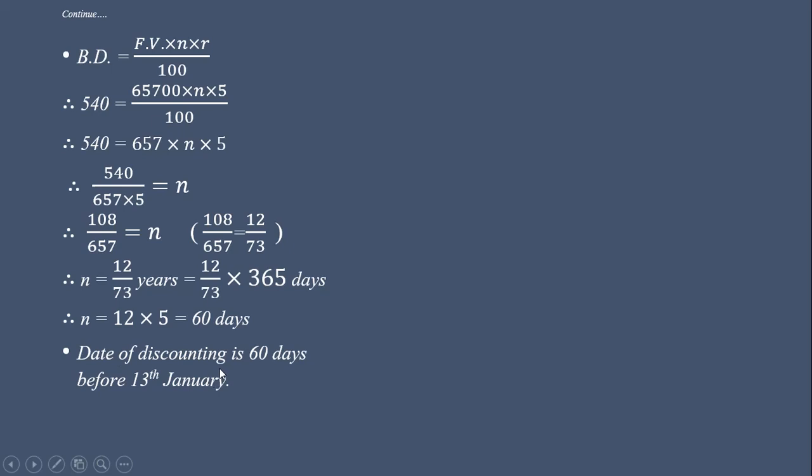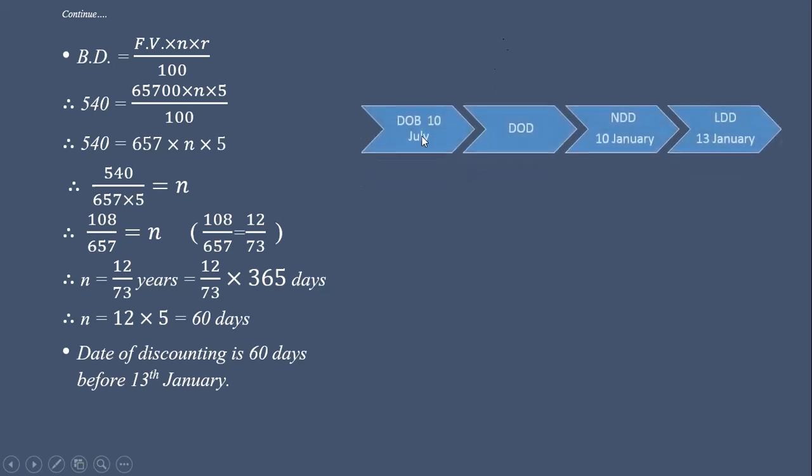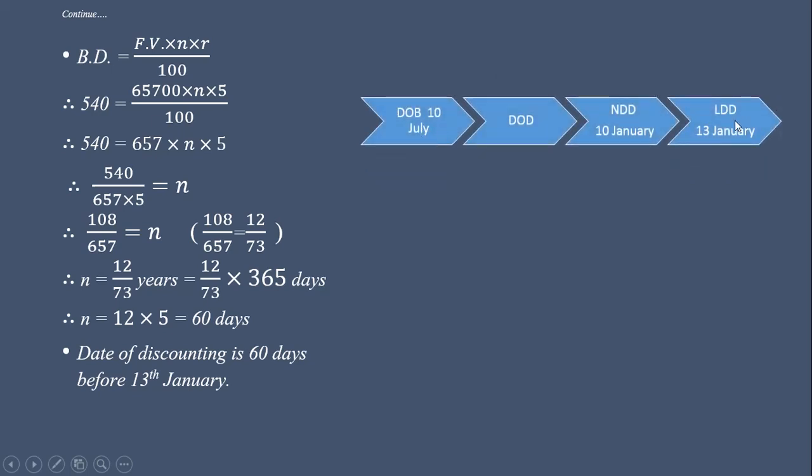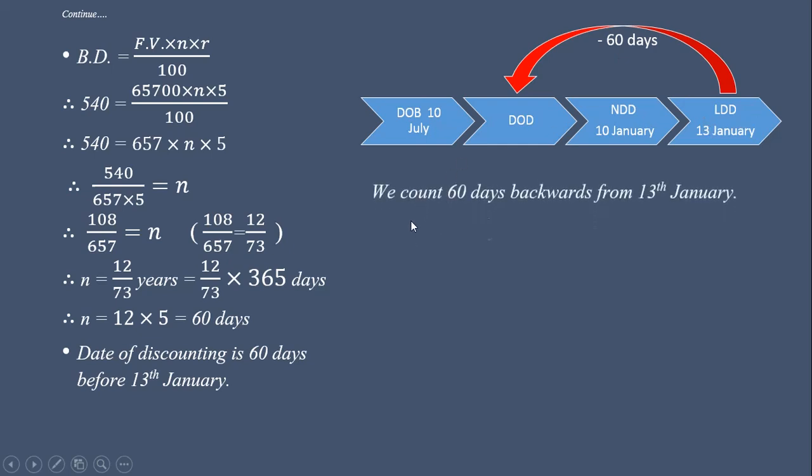So date of discounting is 60 days before 13th January. Now consider this flow from previous slide. Date of bill 10 July, nominal due date 10 January, legal due date 13th January. Now we want this period. We have legal due date 13th January, and we have to subtract 60 days from this legal due date. So we count 60 days backwards from 13th January. Okay, we have to go back.